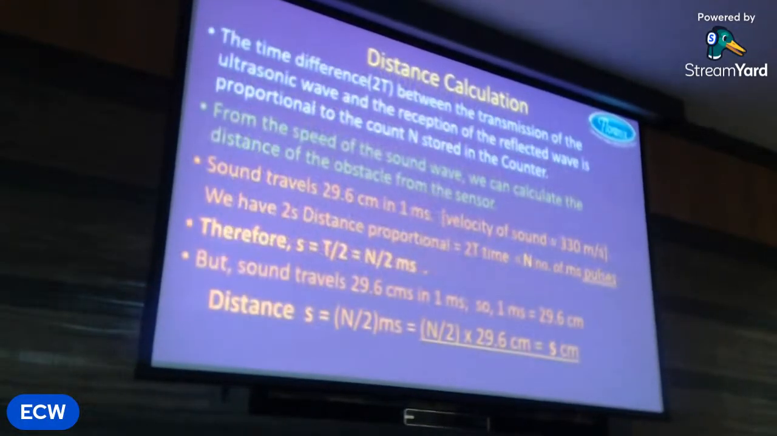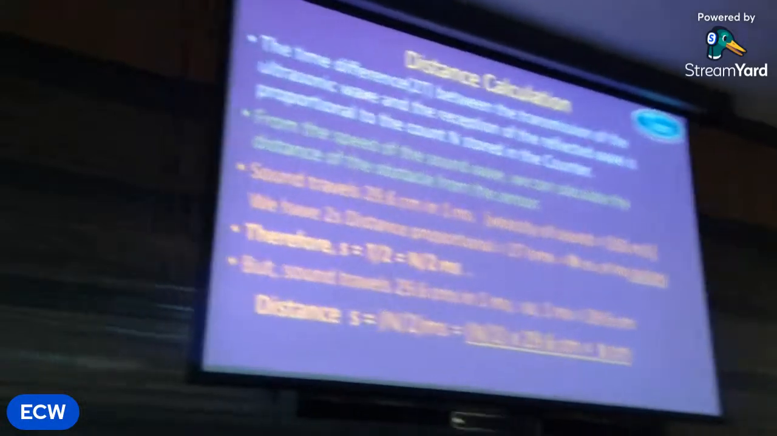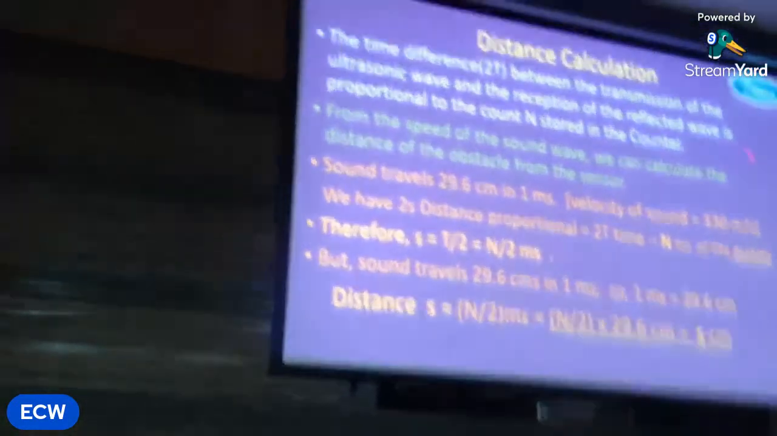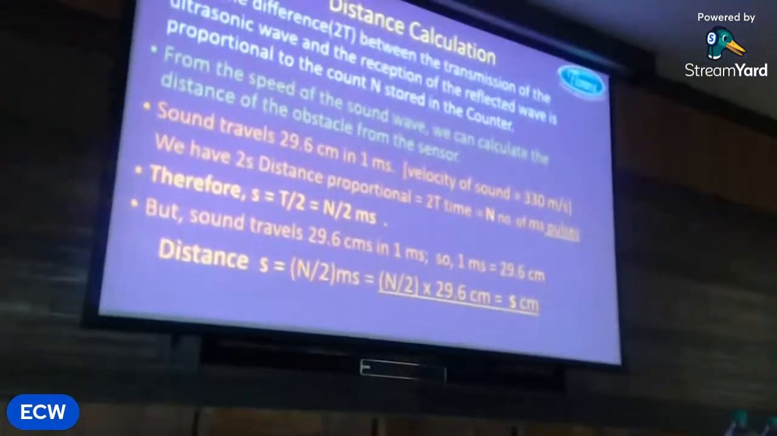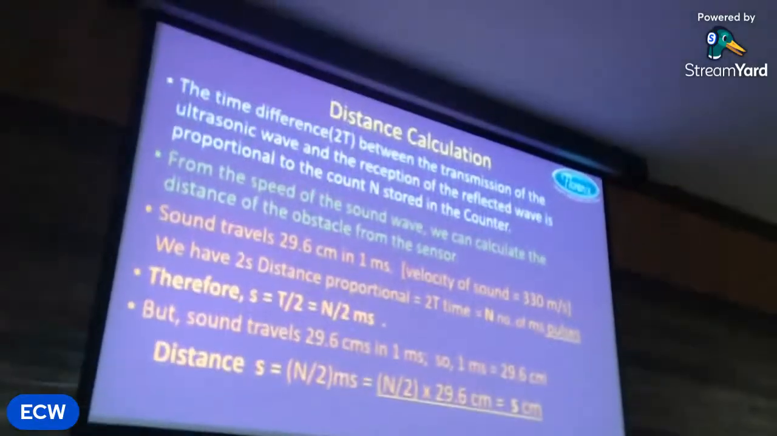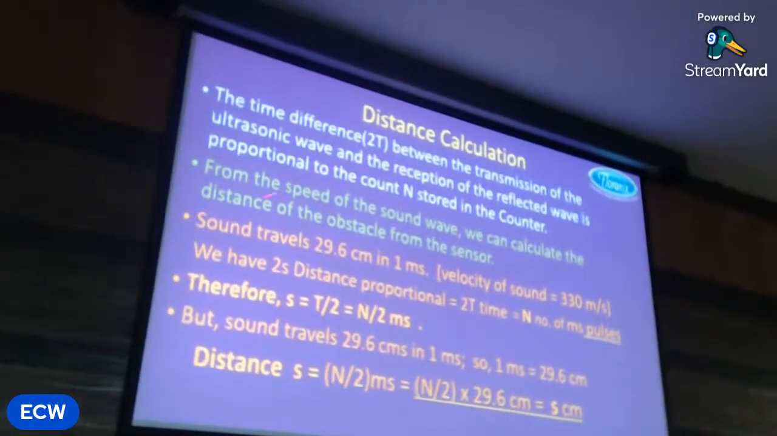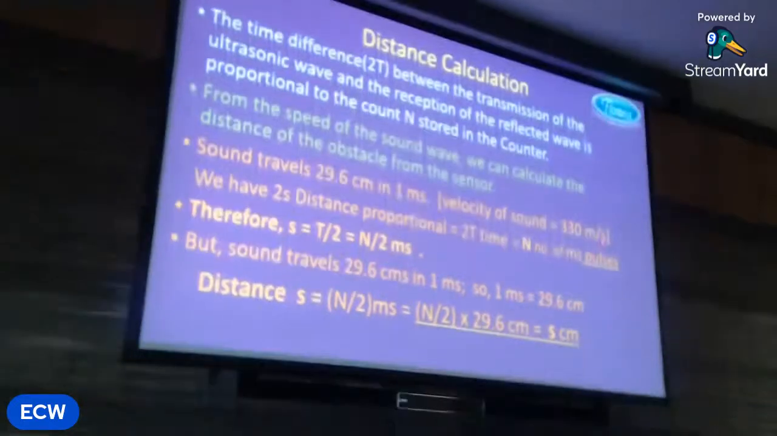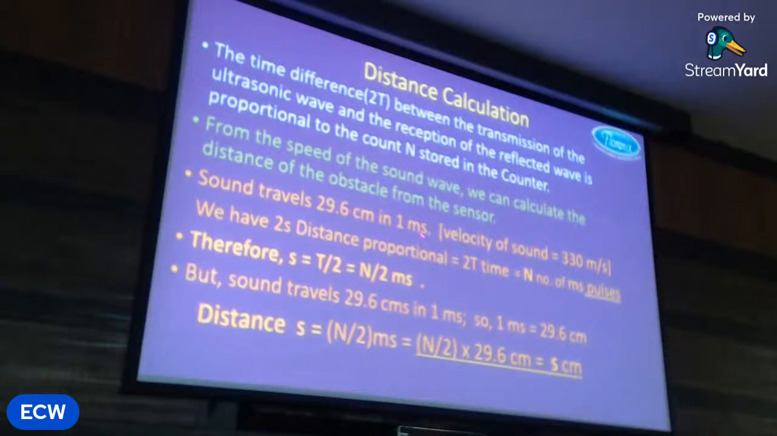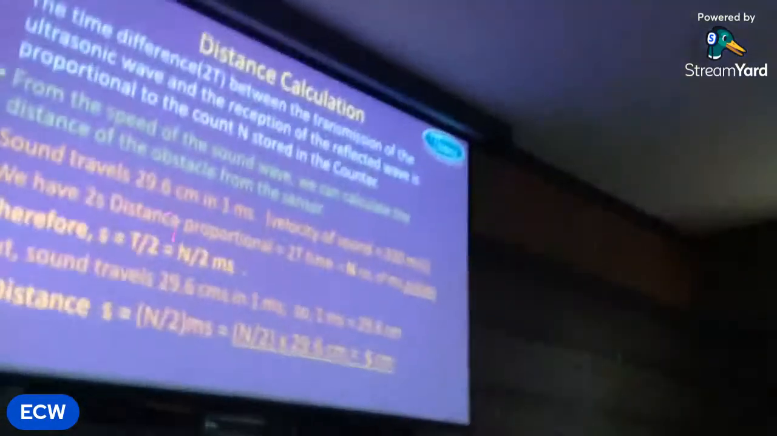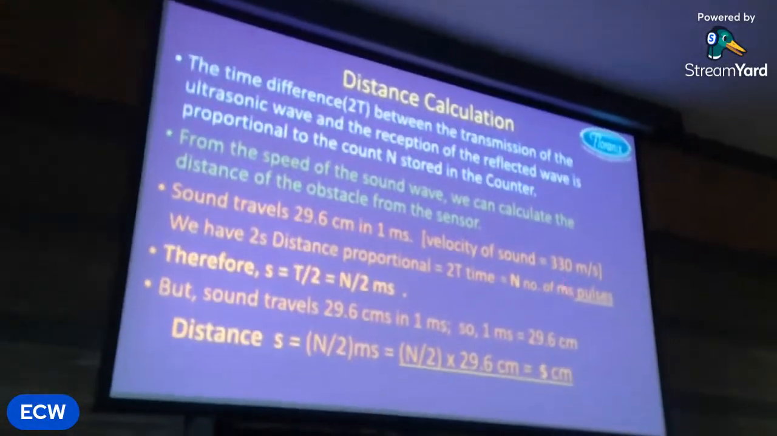You come to the equation. See that the time difference is 2t between the transmission of the ultrasonic wave and reception of the reflected wave, as the echo is proportional to n, the count n stored in the counter. From the speed of the sound wave, we can calculate the distance of the obstacle from the sensor. Sound travels at 330 meters per second, which is equivalent to 29.6 centimeters in 1 millisecond. So it travels 29.6 centimeters in 1 millisecond.